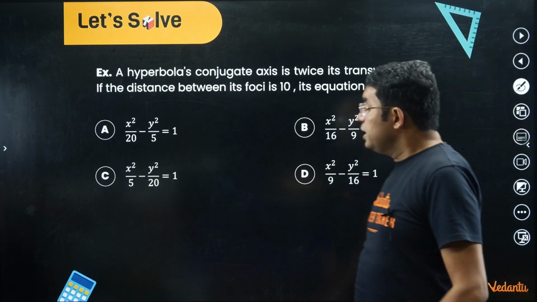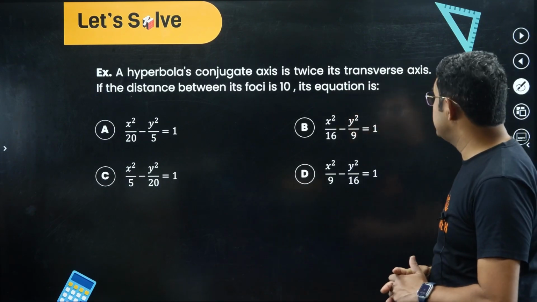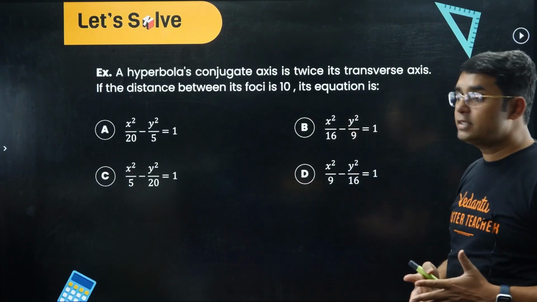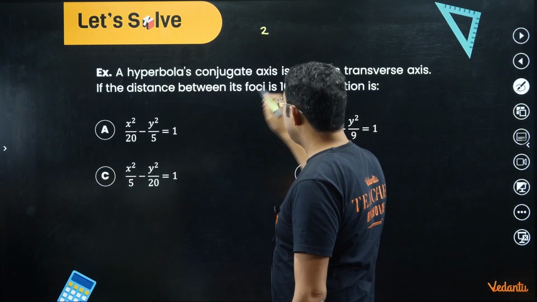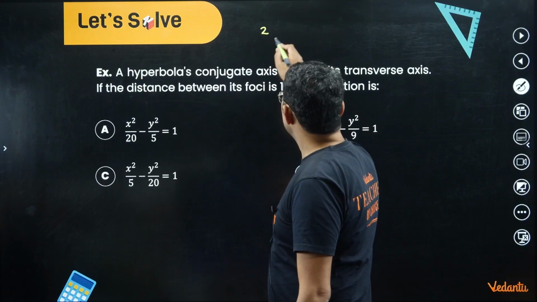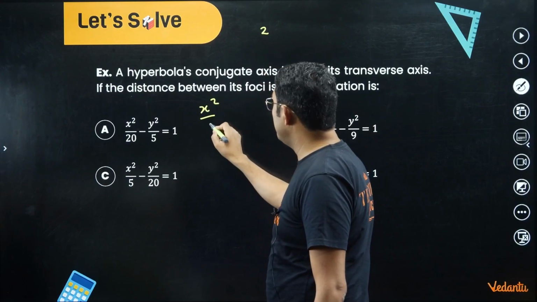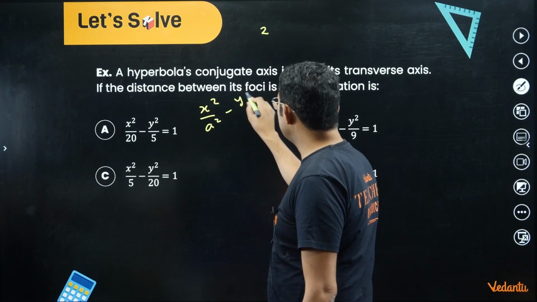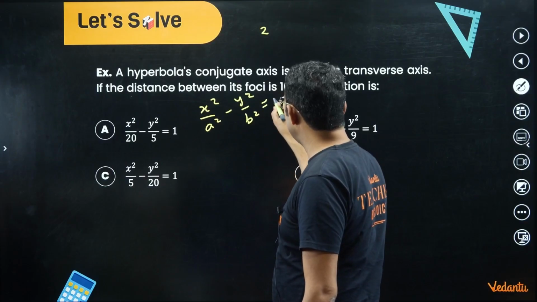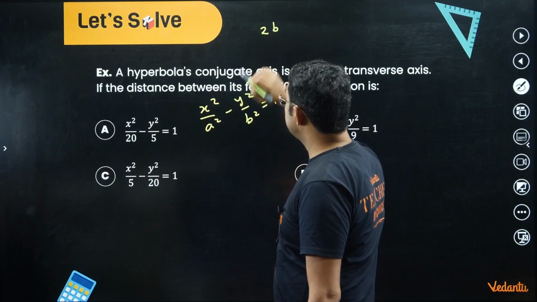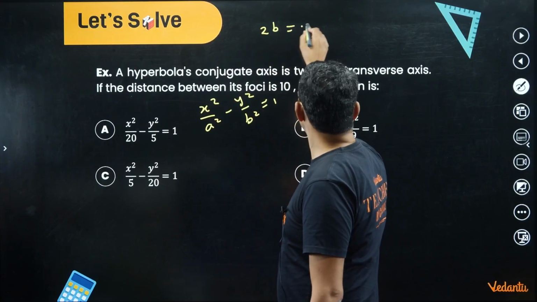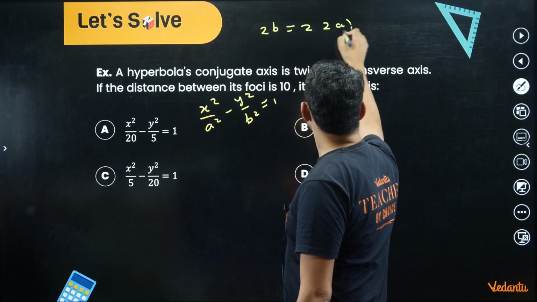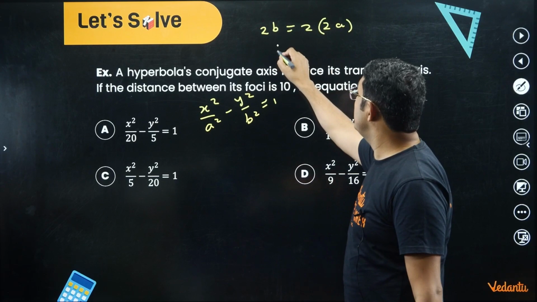Now next question, hyperbola whose conjugate axis is twice its transverse axis. Okay, so 2 times b. If I write the equation, x square upon a square minus y square upon b square, the conjugate axis, that is 2b, is 2 times its transverse axis. So b is actually equal to 2a.